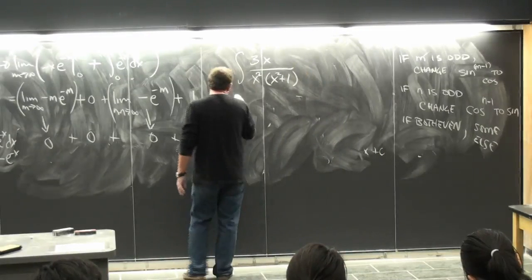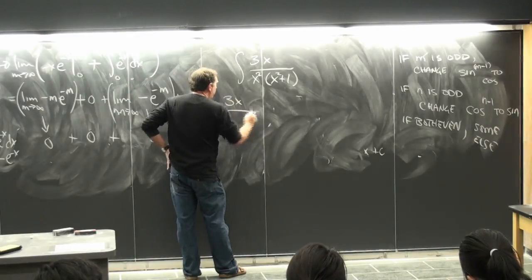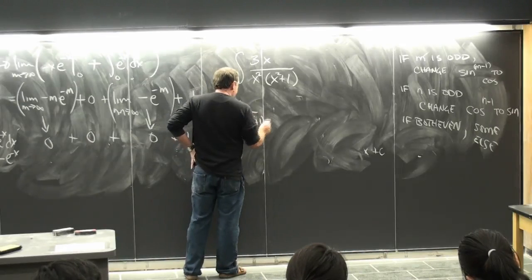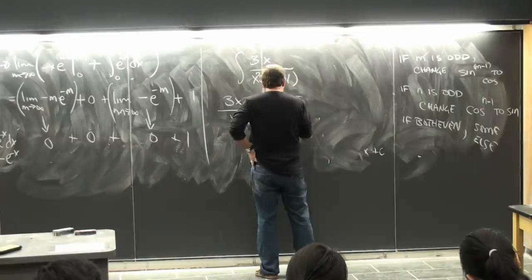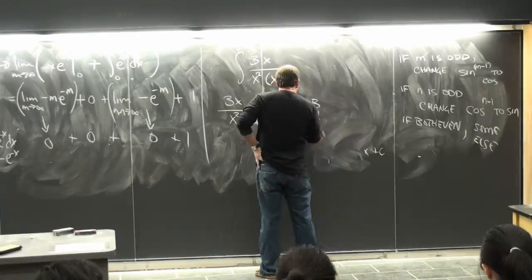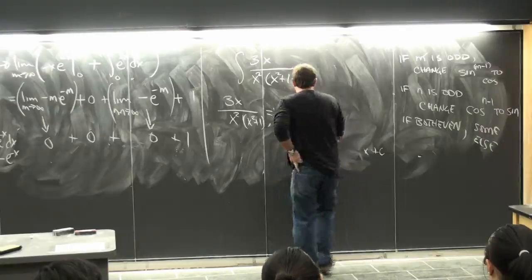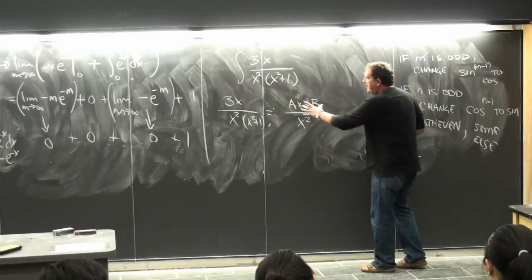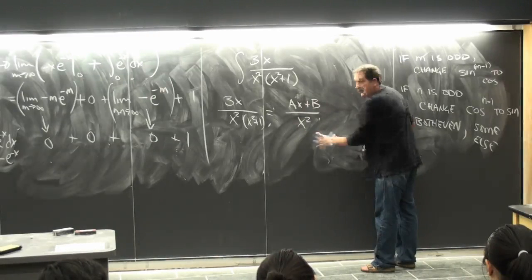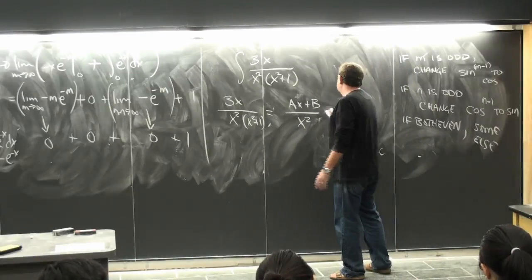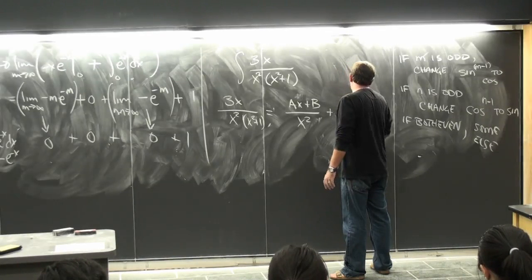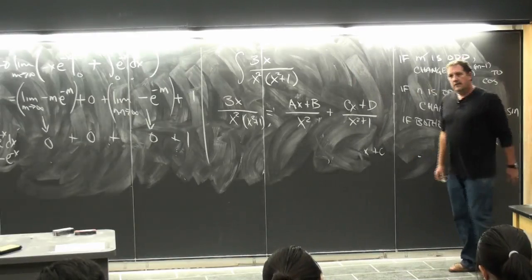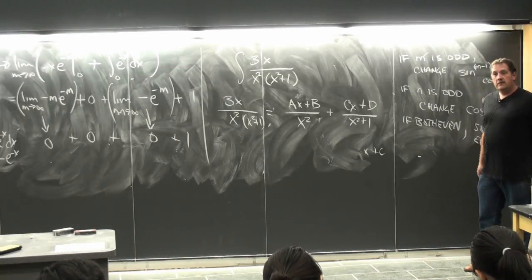So what I use is the fact, okay, I want it to look like something over x squared. So the thing that I want is when I split them up, I always want the power of the top to be one less than the power of the bottom, plus something else over x squared plus 1. Now that's what I need to solve.